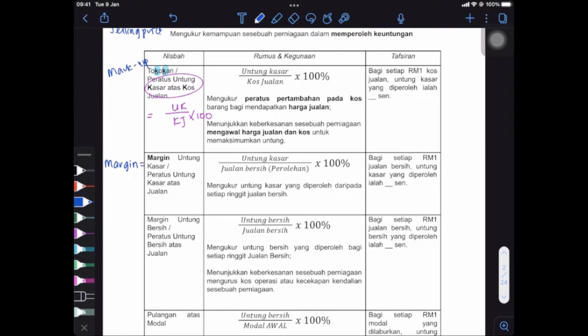That's it. It's a very straightforward usage and a very straightforward formula. Why do we have to calculate percentage for all these figures? Why can't we just look at our untung kasar and tell whether the business is doing good or not? Why do we have to divide here, divide there, and then multiply this, multiply that?